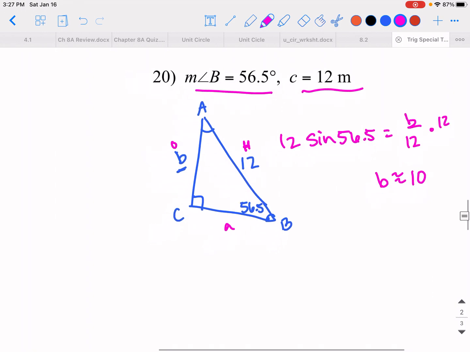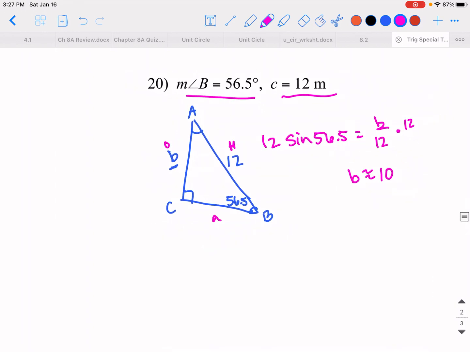And then to find A, we can either use another trig ratio, or we can just use the Pythagorean theorem, where 10 squared plus A squared is equal to 12 squared. So I'm going to do 144 minus 100. I get 44 equal to A squared. Okay, so then square root of both sides, and about 6.6. So then A is approximately 6.6.